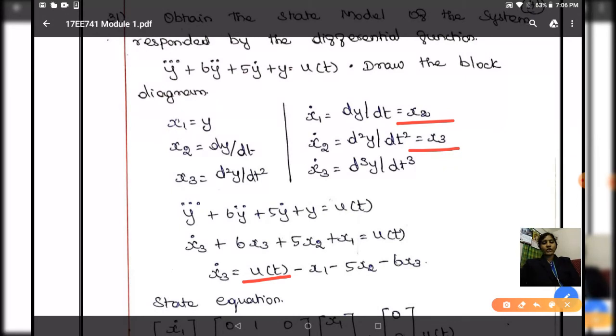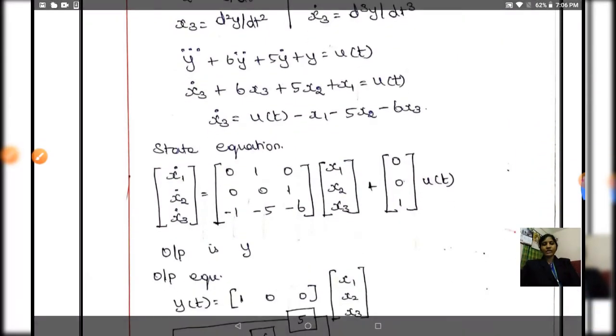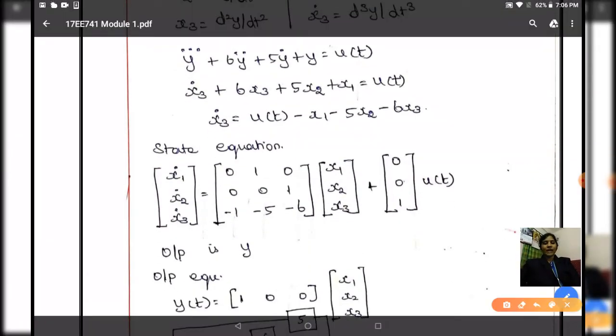Therefore, the coefficient of u in the case of x1 dot and x2 dot is going to be 0, whereas the coefficient of u is equal to 1 in the case of x3 dot. So this is how you need to write your matrix B. Coming back to matrix B, the coefficient of u in x1 dot is 0, the coefficient of u in x2 dot is also 0, whereas in x3 dot the u coefficient is equal to 1. So this is how you need to frame your state equation matrix.